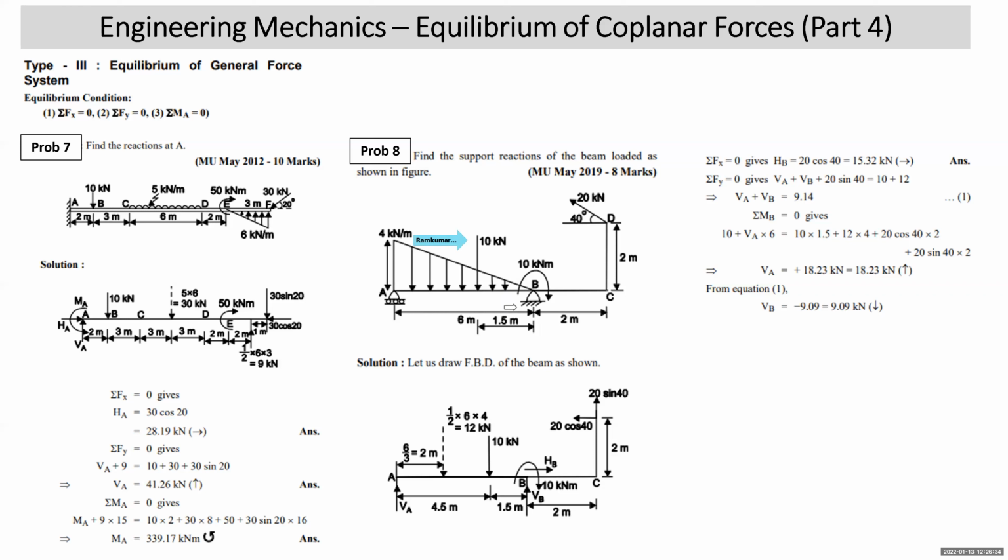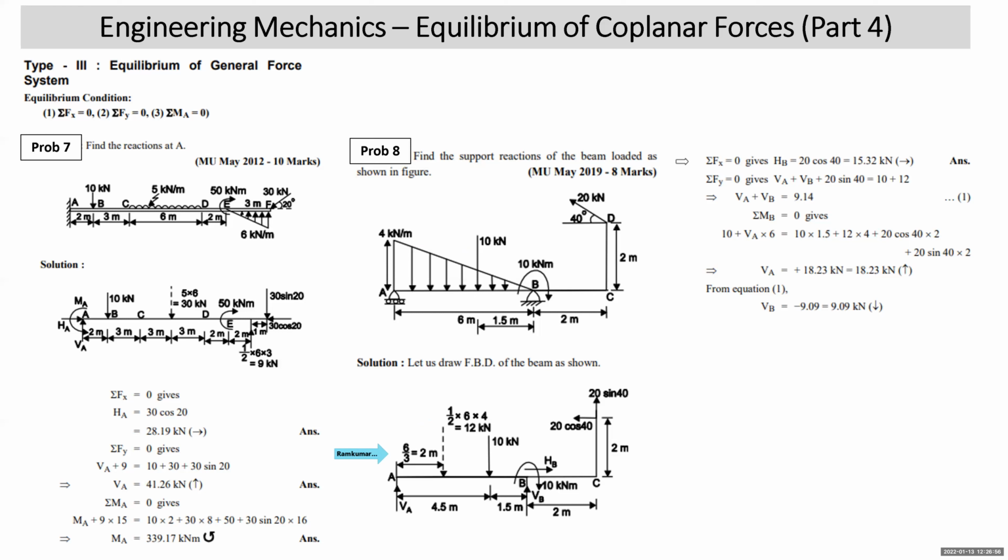Then we come to this triangular load. This triangular load is acting over a length of 6 meters. Its intensity at A is 4. So what is the area of the triangle? Half into 6 into 4, that is 12 kilonewton. Where does it act? 6 by 3 from A, that is 2 meters. My free body diagram is ready to apply equilibrium conditions.